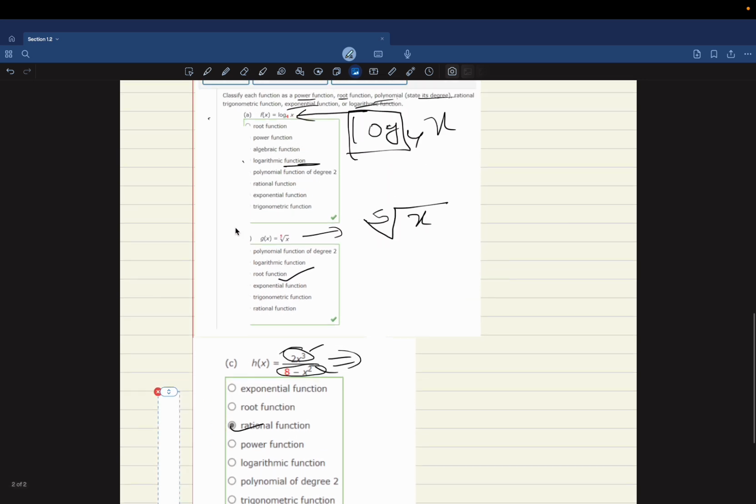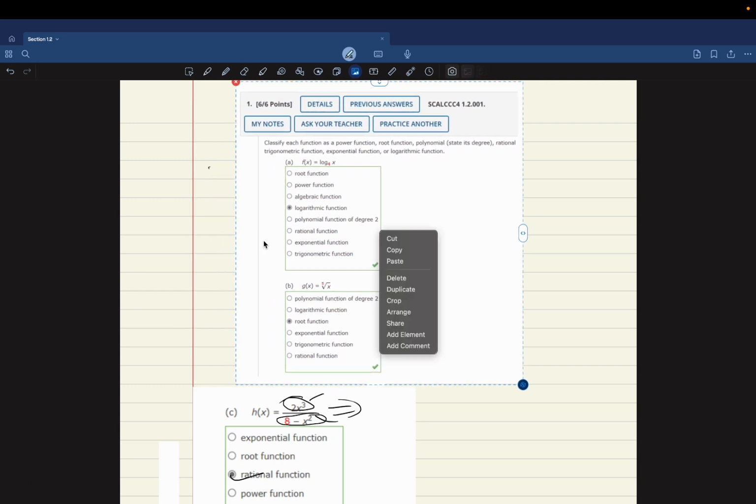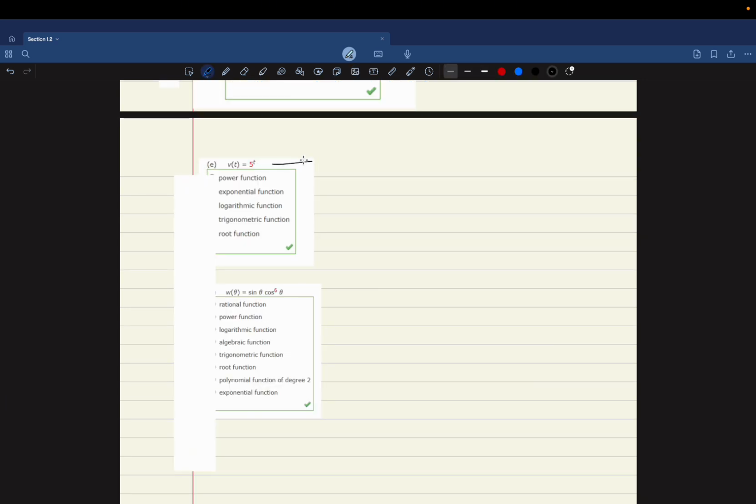You can see this is a polynomial function and a rational function, but this one is logarithmic and then a root function. Okay, so here we have question number E. So it has 5 to the power t, so it is only one expression and then it has a power, so this is an exponential function. Okay, and now for question number F, we have this expression which is a trigonometric expression, so it is a trigonometric function. Okay, so I'll move to question number 2.